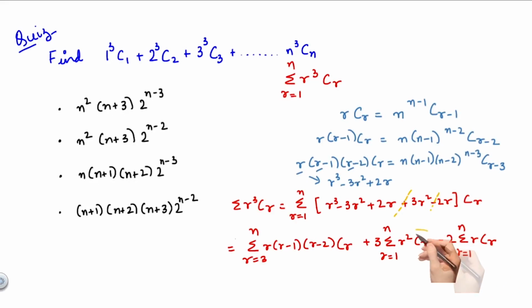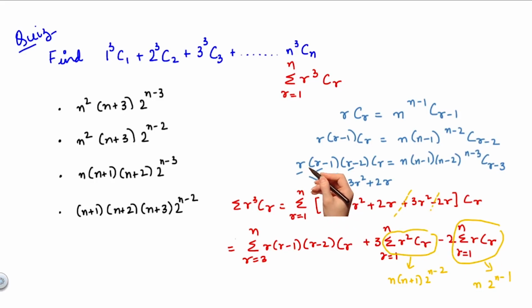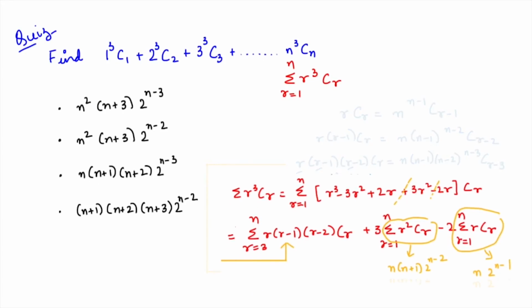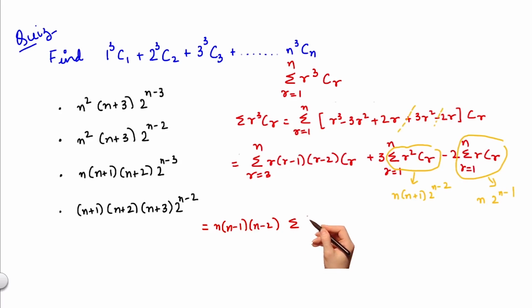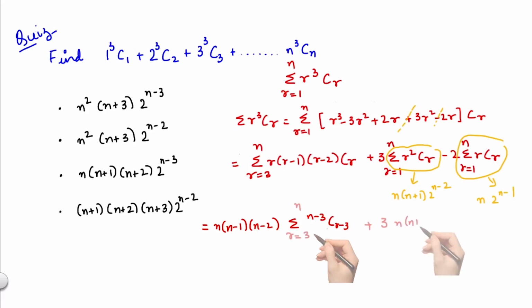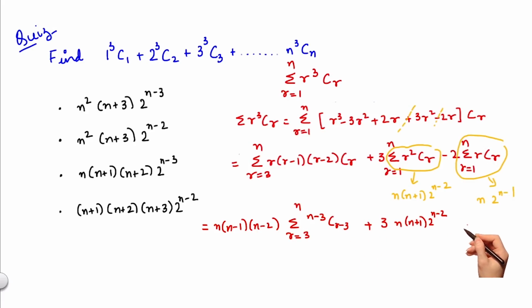Now we already know summation of r square nCr equals n times (n+1) times 2 to the power n minus 2, and summation r nCr equals n times 2 to the power n minus 1. While for the first term, I can plug in this formula quite easily. So my first term becomes n times (n-1) times (n-2) summation (n-3)C(r-3) plus 3 times n times (n+1) times 2 to the power n minus 2 minus 2 times n times 2 to the power n minus 1.